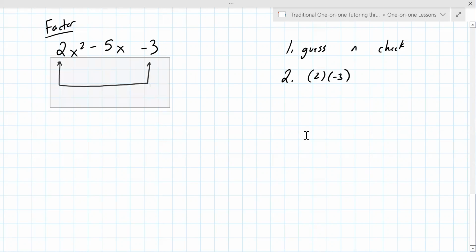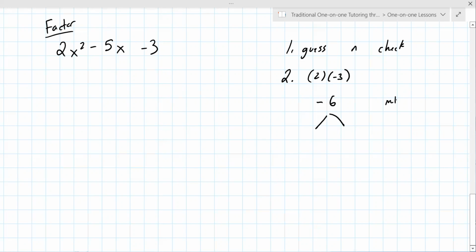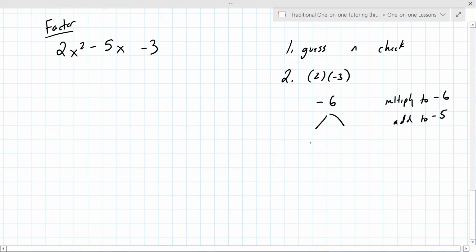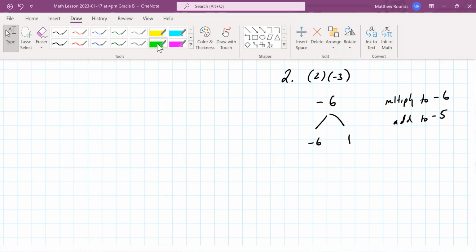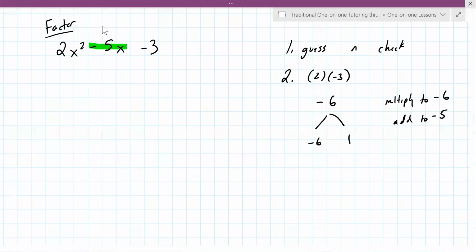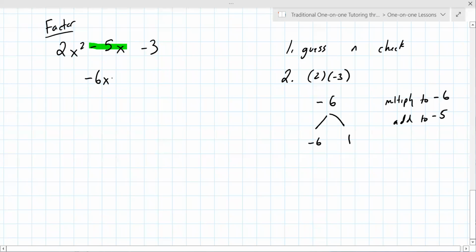So this 2 and this -3, you multiply together, and you're like, all right, that's -6. But why am I doing that? Well, you need 2 numbers that now multiply to -6, but add up to -5. Can you tell me what those would be? Is it -6 and +1? Yes. Okay. Now, the idea is that this -5x is replaced by -6x plus 1x.